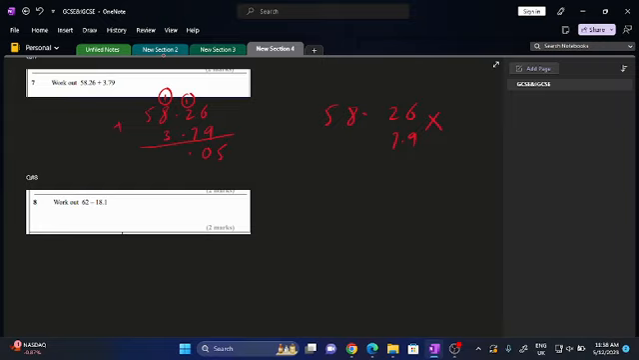8 plus 1 is 9. 9 plus 3 is 12. 2 can be written. 1 can be taken as carry. And 1 plus 5 can be written as 6. So as a whole, your answer will be 62.05.